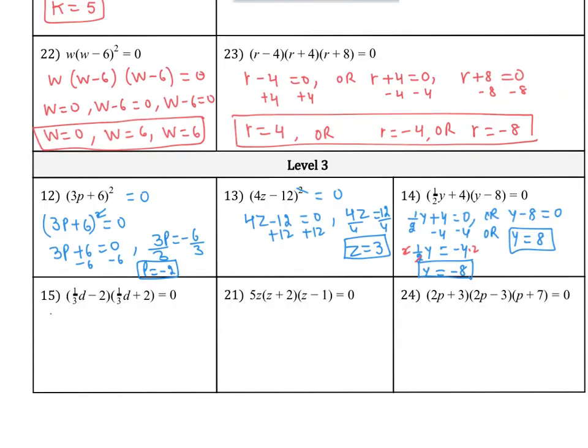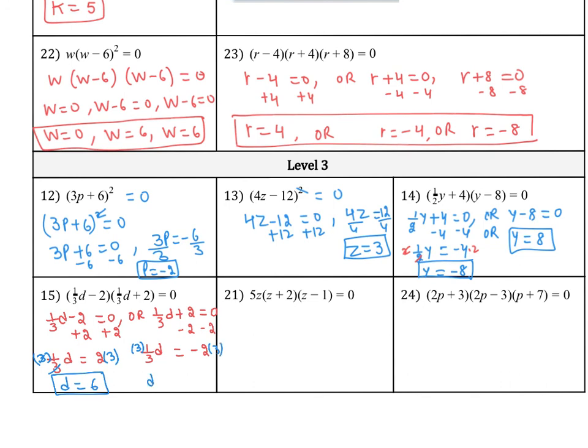Similarly, for number 15, you put the two factors equal to 0 one by one, and then you're going to solve for d. Here you're going to add 2, 1 over 3 d equals 2. Now you're going to multiply by 3 on both sides, and you got d equals 6. In this case, you're going to subtract 2, 1 over 3 d equals negative 2. You're going to multiply by 3, and then you're going to get d equals negative 6.